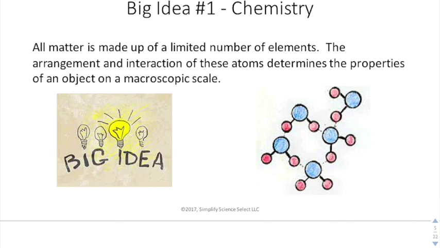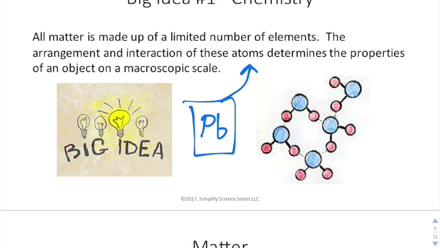And the first one that we're focusing on this time is that all matter is made up of a limited number of elements. The arrangement and interaction of these atoms determines the properties of an object on a macroscopic scale. So, the macroscopic behavior, when you look at lead and you say, wow, that's a block of lead, the fact that it's soft, the fact that it's dull, the fact that it's metal, the fact that it conducts electricity is entirely dependent on the atomic structure. The arrangement of those lead atoms determines the macroscopic properties of the object.